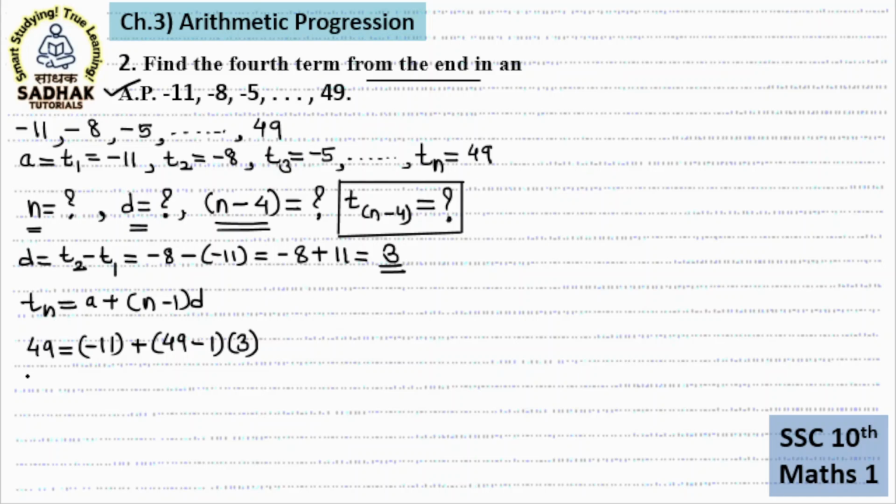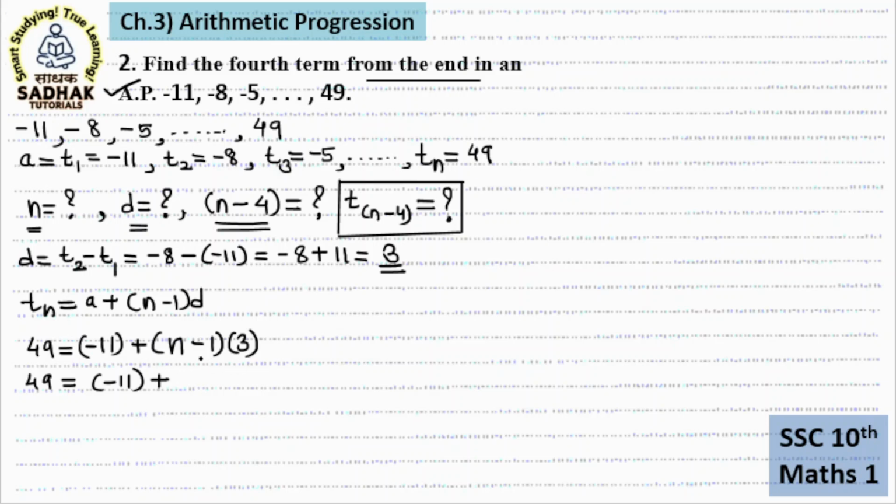Oh, okay. Let me not write it like this, because 49 is the nth term. So I have written this incorrectly. Let me just erase this. Instead of 49, I will have to write n, because that is what we have to find out. We have to find n. Tn is given as 49, but n is not given. Chalo. So 49 is equal to minus 11 plus.